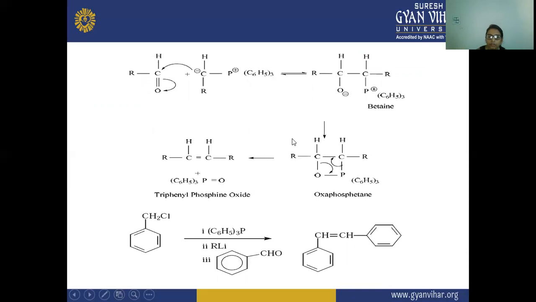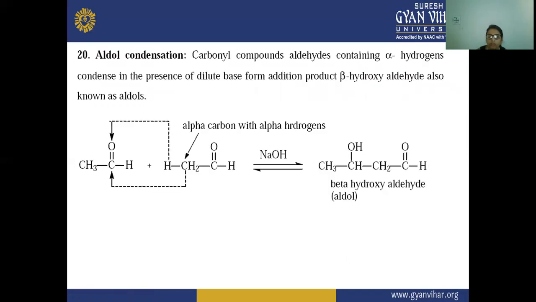So here this betaine is formed. So this triphenyl phosphine oxide is formed from this oxaphosphetane. So here this is a benzyl chloride. This is reacting in the presence of the benzaldehyde and this phosphine, and there is a formation of this product, diphenyl ethylene.